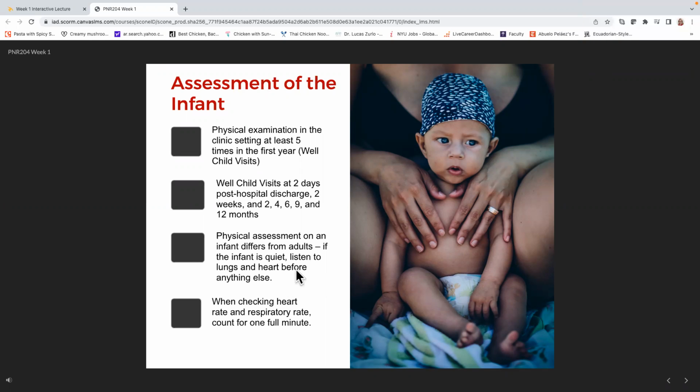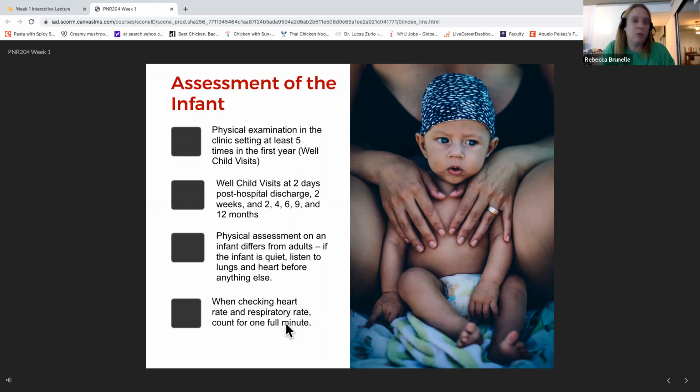And you don't approach a baby the same way that you approach an adult. So you do it on the baby's schedule. If you walk in and the baby's quiet, then you will go ahead and listen to their heart and lungs. If they're really loud and screaming, maybe you would try to calm them down, but also assess their skin or their belly while they're upset.